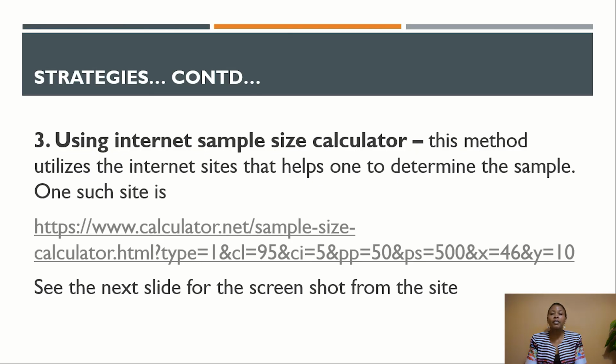Method number 3 is using an Internet Sample Size Calculator. This method, which is more scientific than the first two, utilizes internet sites that help one to determine the sample size. One such site is the address that is given. Our next slide will show us a screenshot from this site.